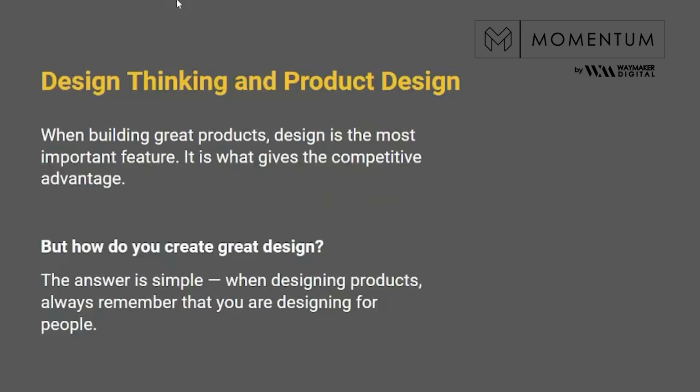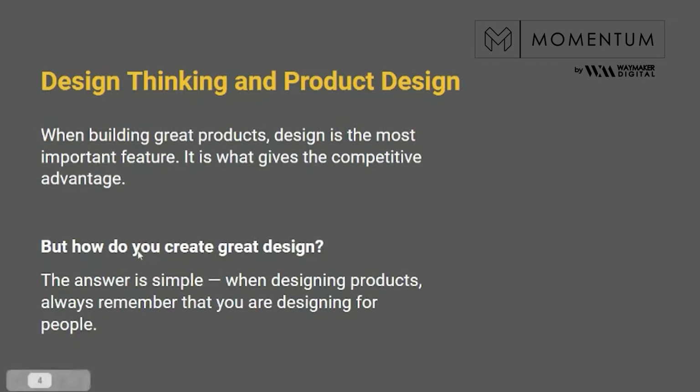So next slide. Now let's take design thinking and product design. So I said design thinking and product design. I'm trying to link how modern product design and design thinking works. So when building great products, design is the most important feature. It also means that when you are planning a great product, planning is actually very important, which is what gives you the advantage of an excellent product, a successful product.